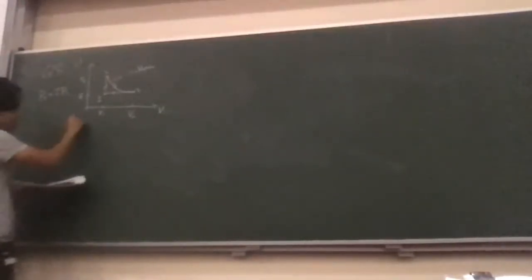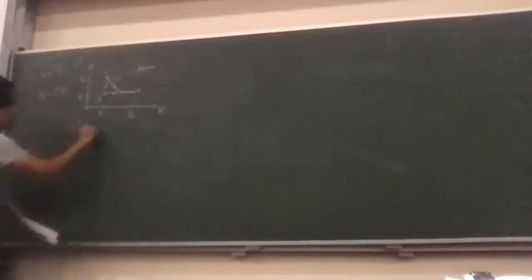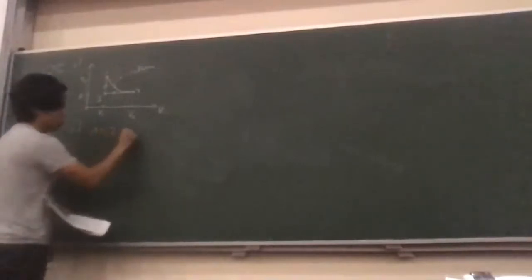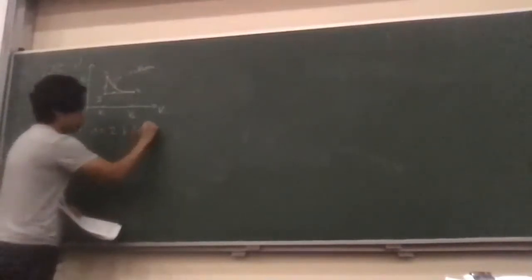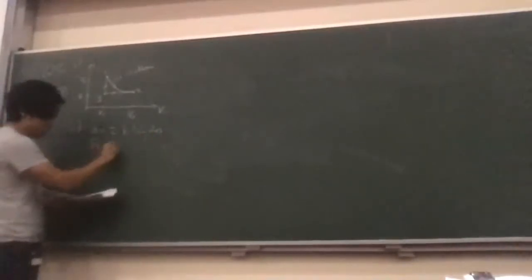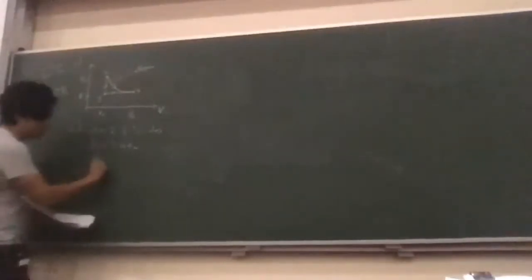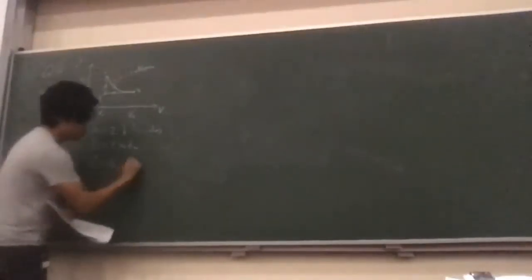Okay, and part 2, compute the work in each process, and the net work done by the cycle, for n equals 2 kilomoles. I guess there's some data over here. So n equals 2 kilomoles, and P1 equals 1 atmosphere, and V1 is equal to 4 meter cubed.